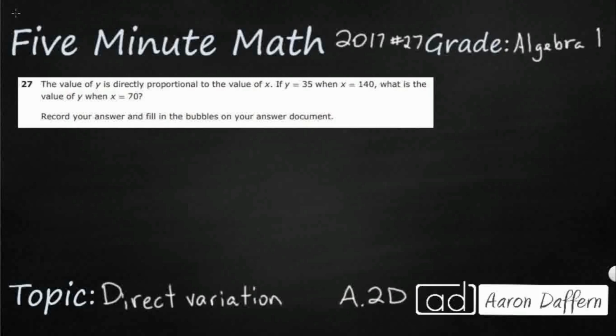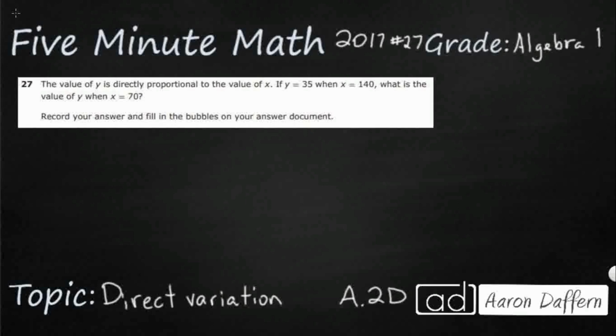Today we are looking at the Algebra 1 concept of direct variation. This is standard A.2D in the great state of Texas, and we are using item number 27 of the 2017 released STAAR test. If you haven't done so already, please go ahead and take a moment to pause the video, work this problem out on your own, unpause it, and we will look at our answers together.